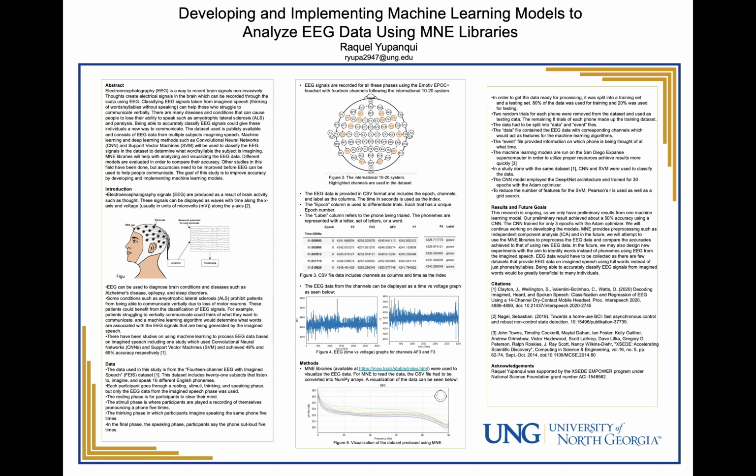Data was further split into data and event files. The data files consist of EEG data for each channel and the corresponding time index. Event files consist of what phone is being imagined and at what corresponding time.